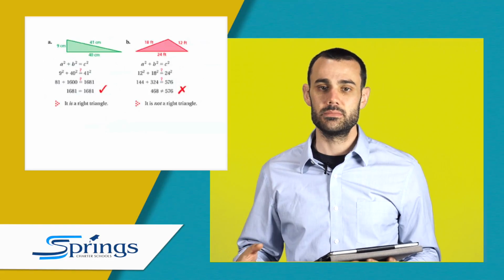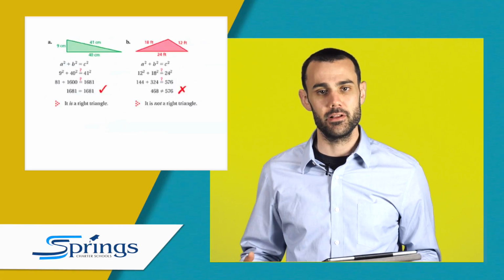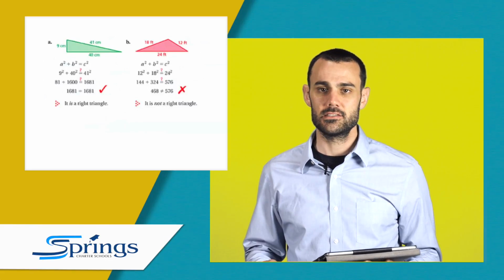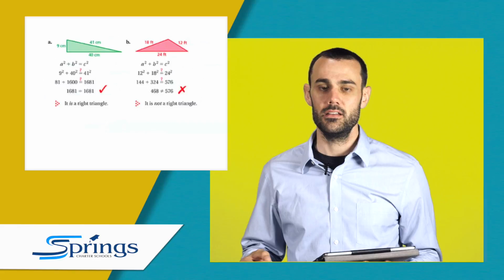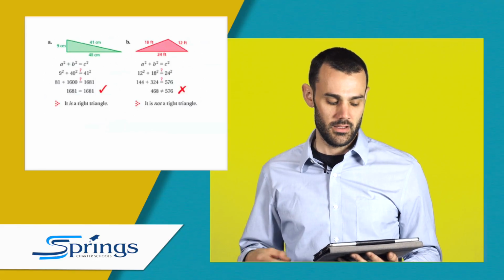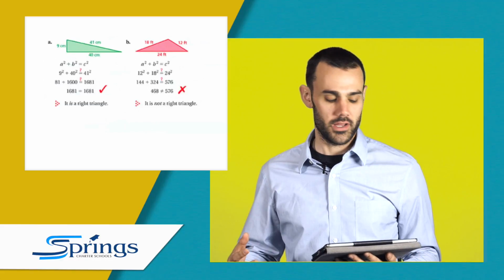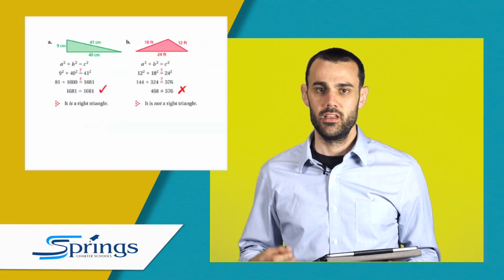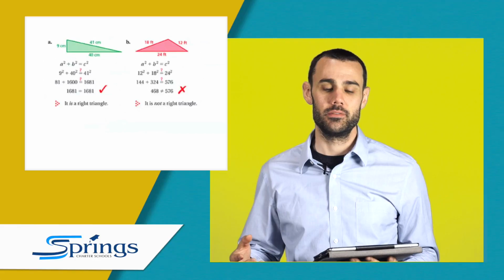So a squared plus b squared equals c squared. We're very familiar with this formula by now. So let's insert sides a and b. 9 and 40 are inserted into our equation. I'm squaring 9, I'm squaring 40. So 9 squared is 81, and 40 squared is 1600.